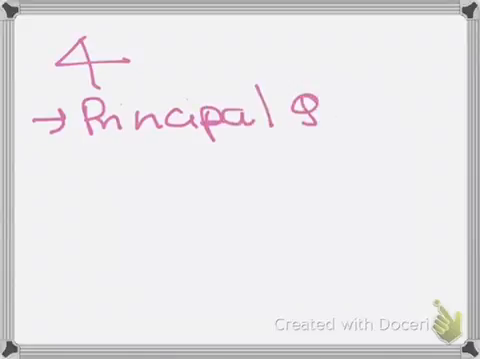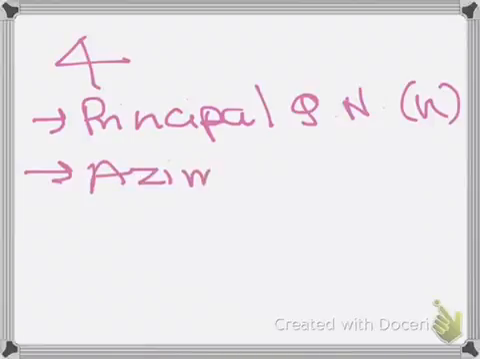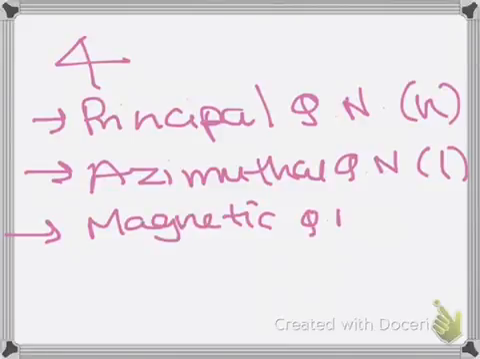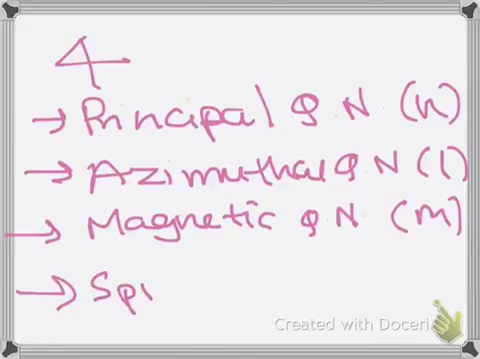All right, so basically there are four types of quantum numbers, namely the principal quantum number, which I'll just denote by n; the azimuthal quantum number, denoted by L; the magnetic quantum number, denoted by M; and the spin quantum number, denoted by S. So let us study each of them now.